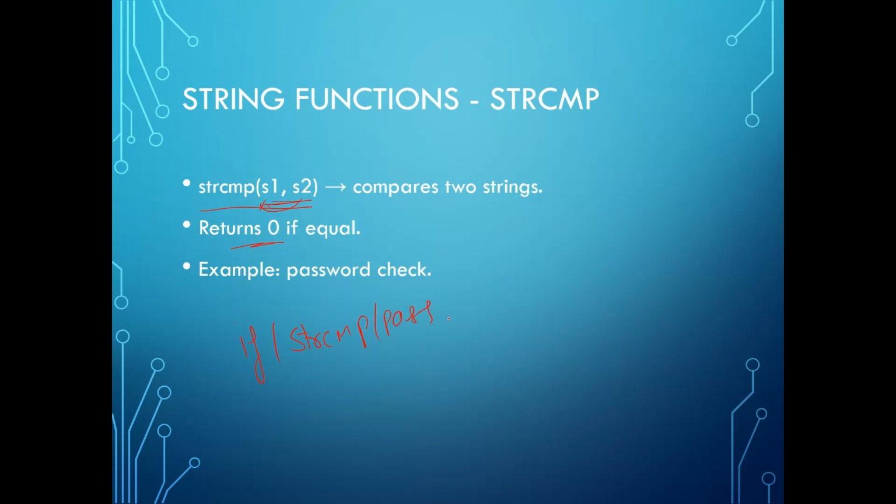The variable is having the password here. If you are typing 1, 2, 3, 4 and the result is equal to 0, then you can print that login is successful. Got it? So this is how you can compare two strings.